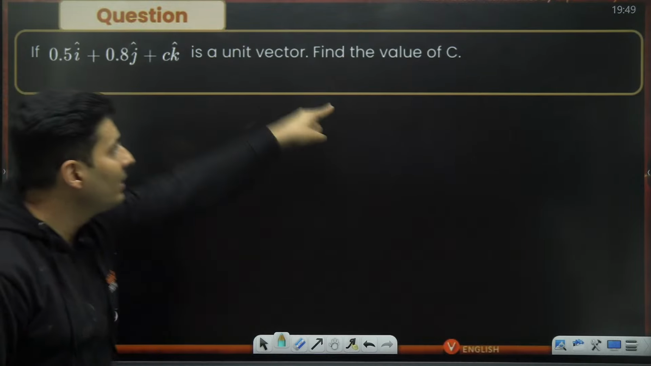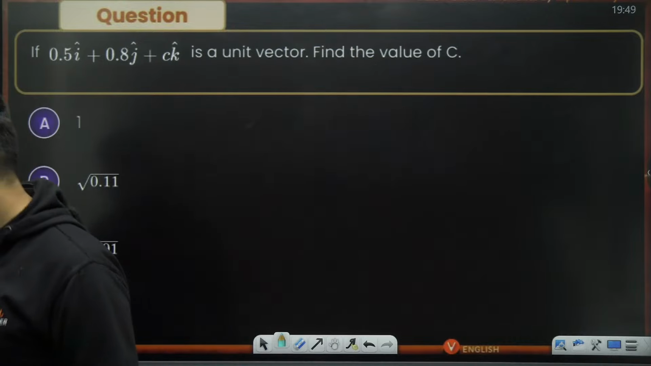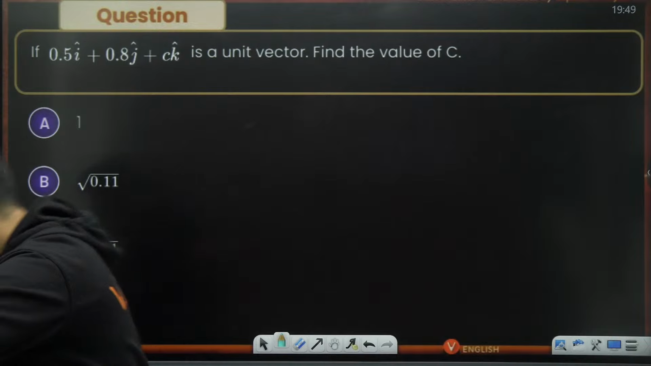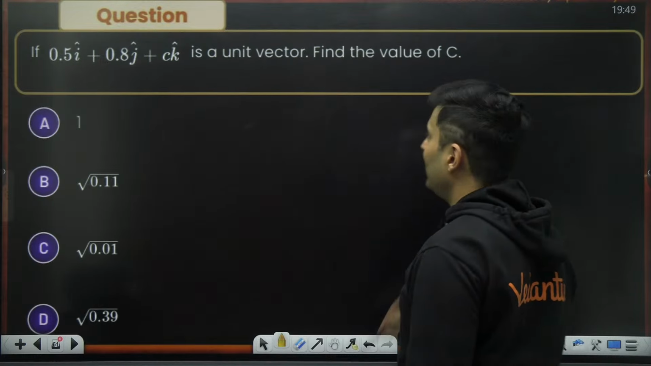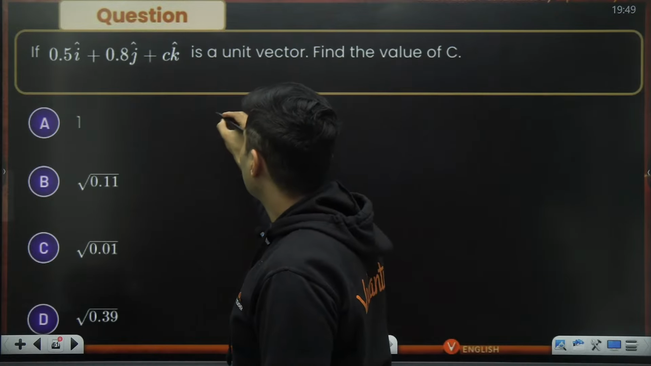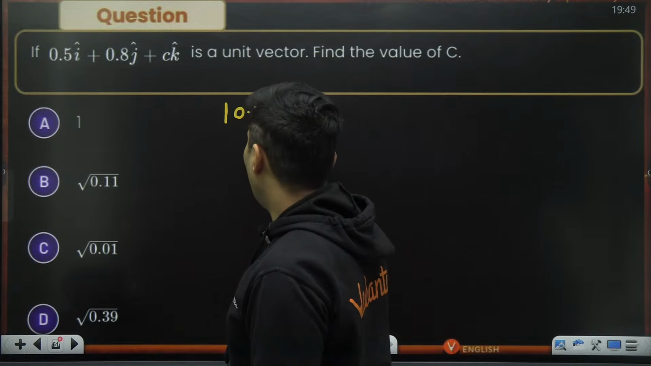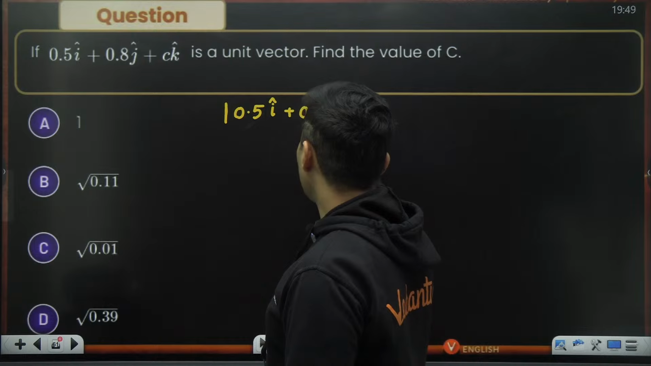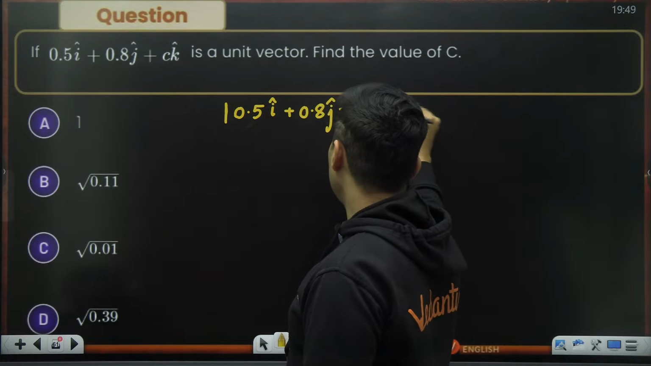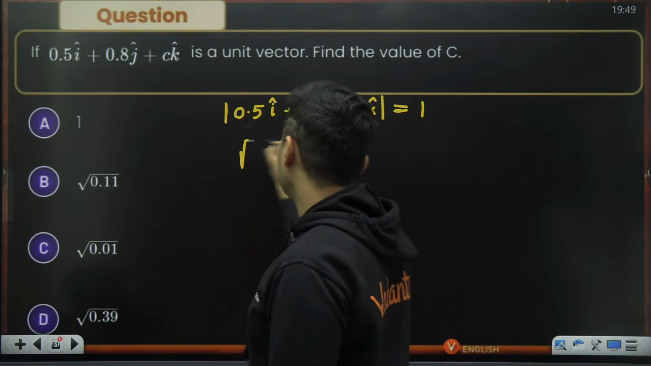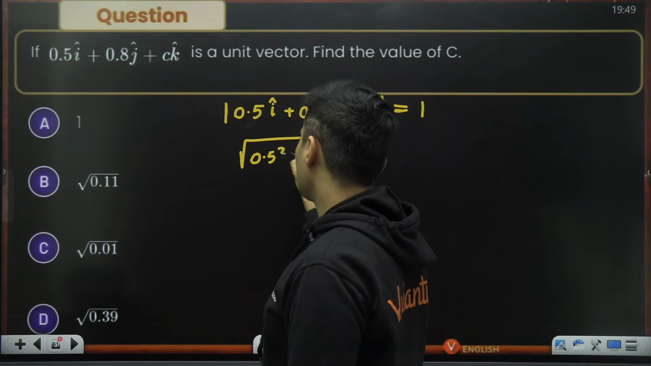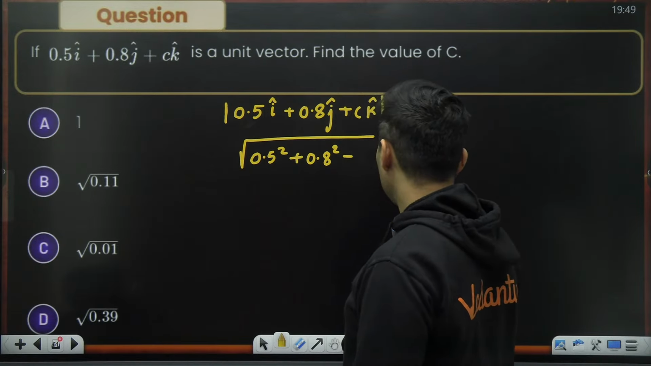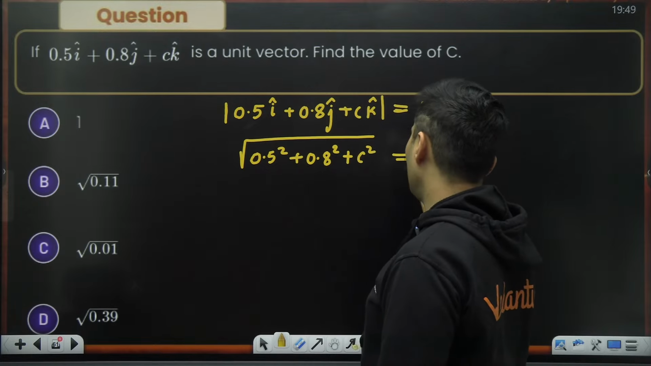If this is a unit vector, find the value of C. If this is a unit vector, meaning 0.5 I cap plus 0.8 j cap plus c k cap, its magnitude is 1. And magnitude of anything means you take the components, square them and put it under the root.